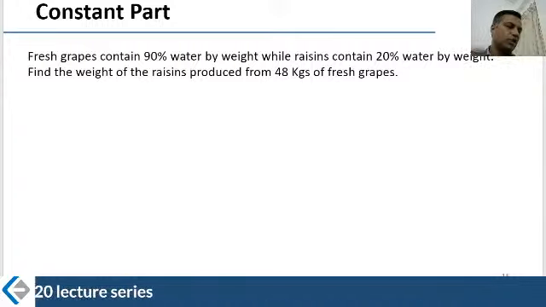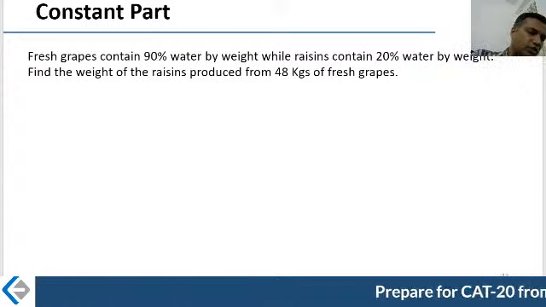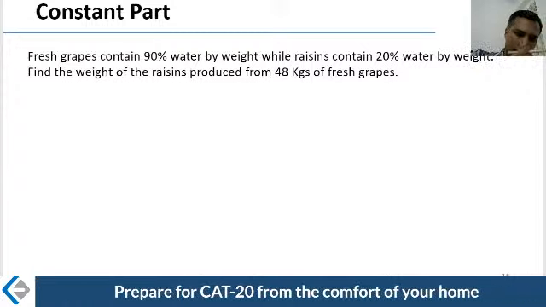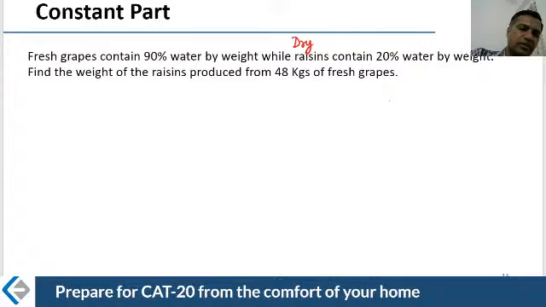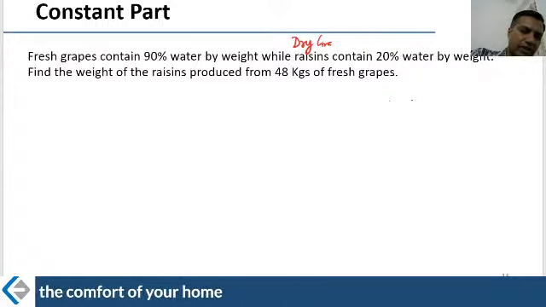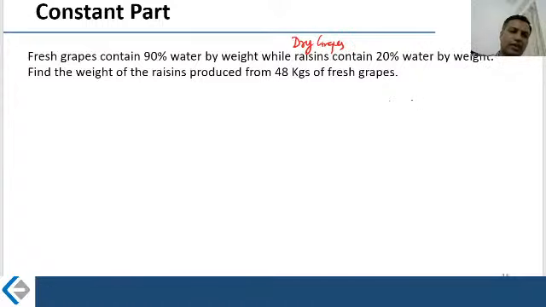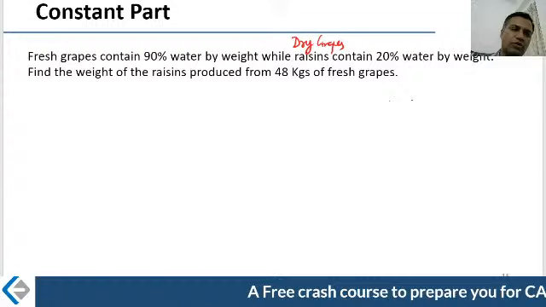Yeah, okay. So again, focus on the constant part here. If you look at this, fresh grapes contain 90% water by weight, while the raisins, that's something, the dry grapes, let's call it a dry grape. Raisin is technically nothing but little dried out, through the process, dry grapes. Which means there is less water content. Dry grapes contain 20% water by weight.